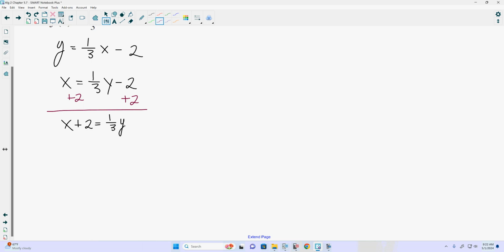The other way we could do it, instead of dividing by 1/3, we could multiply by what? 3. We can take that fraction and flip it. And we can multiply both sides by 3, or 3 over 1. We just flip it. And this is nice because a fraction and its reciprocal, its flip, when multiplied together, give us 1.